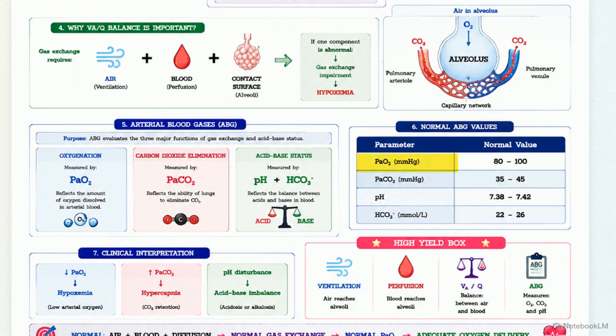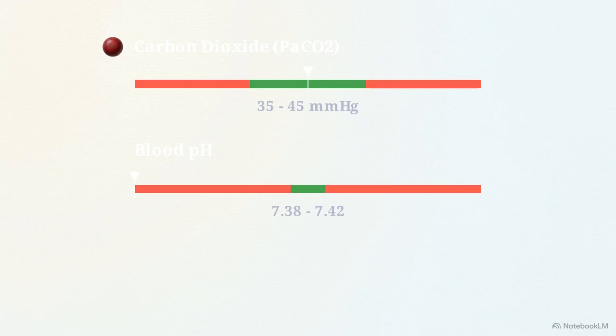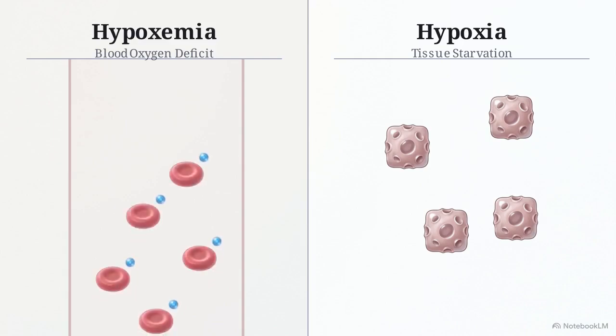The partial pressure of oxygen, or PaO2, should sit between 80 and 100 millimeters of mercury. Carbon dioxide, or PaCO2, should stay between 35 and 45. The blood pH tightly regulates between 7.38 and 7.42, and bicarbonate stays between 22 and 26 millimoles per liter. These metrics help us draw a strict clinical distinction.